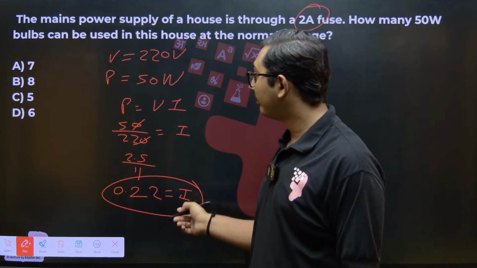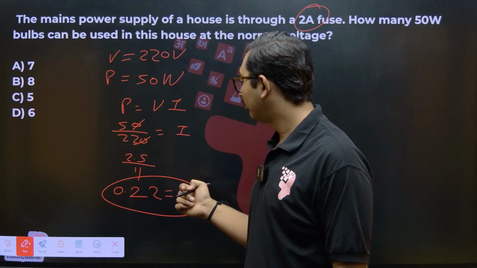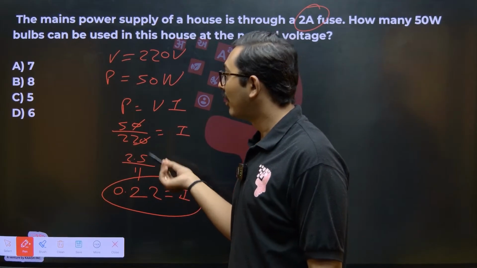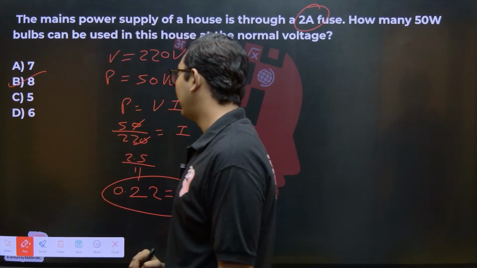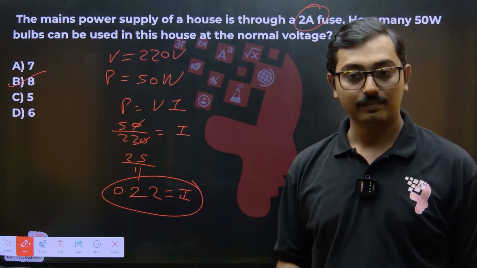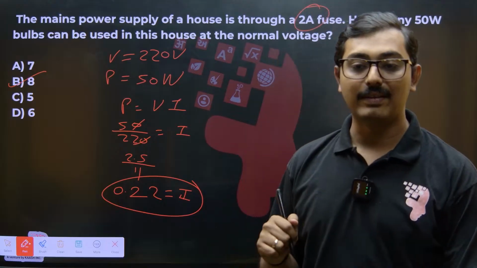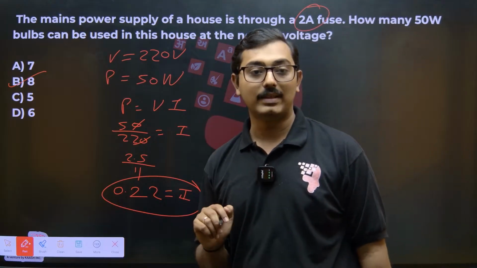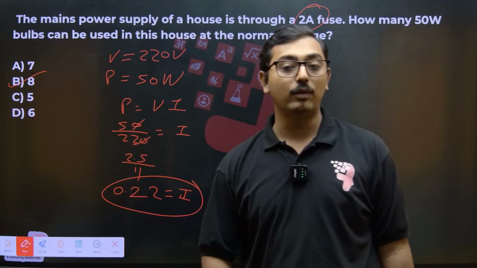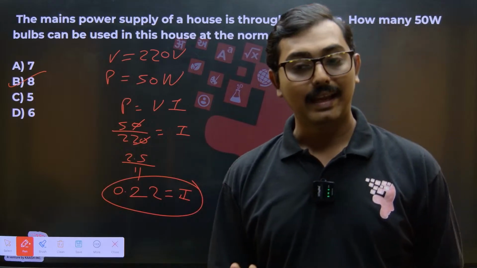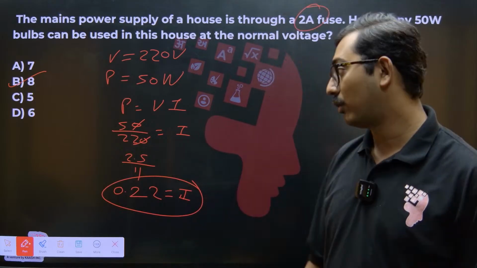So from that, it is going to be 8. 8 times 0.22, 8 to 16, 17, yes, 1.7 something it is. So how many bulbs can you add over there? You can have 8 bulbs in this situation.